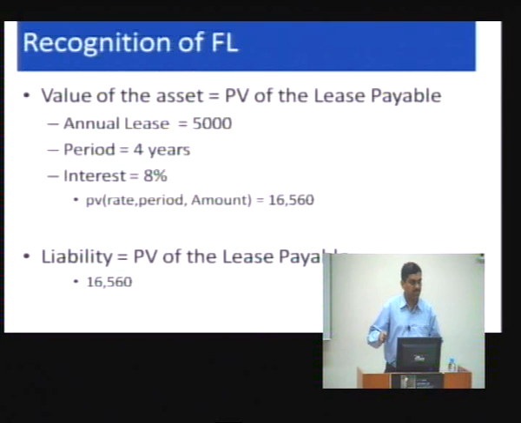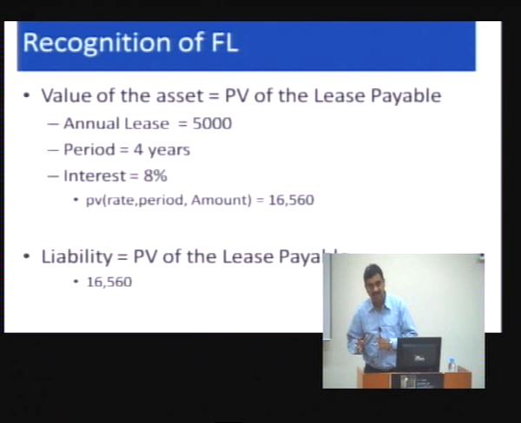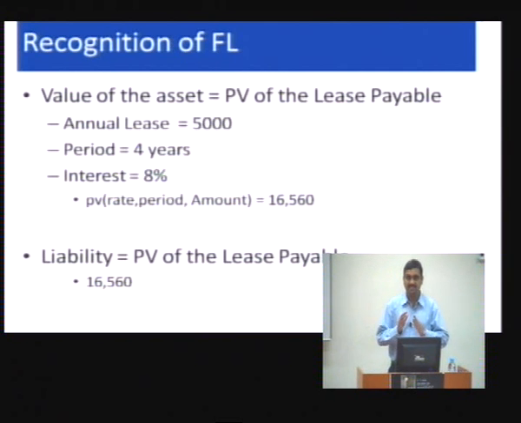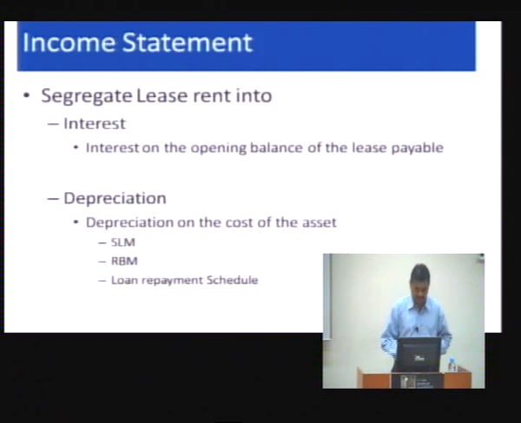So the first question is the present value of that lease. The value of the asset is the present value, recognizing the rate, the amount and the period of the lease, which can be computed in Excel by taking the PV function, which comes to 16,560. So you create a liability of 16,560 on the sources side and the corresponding asset. That is at the time of initial recognition.